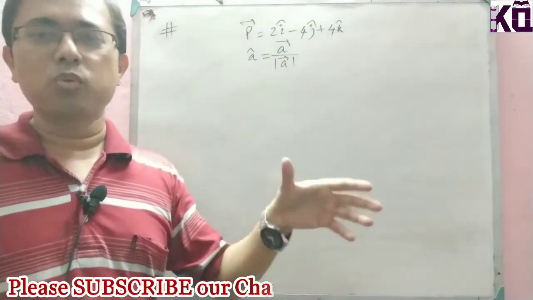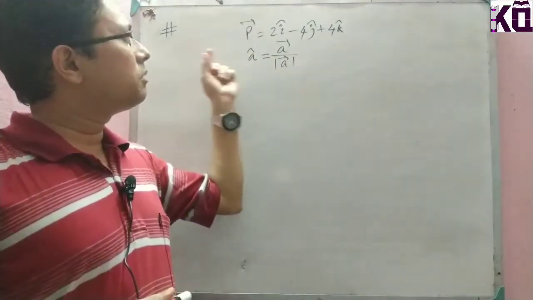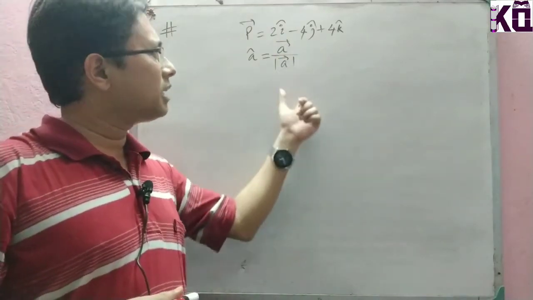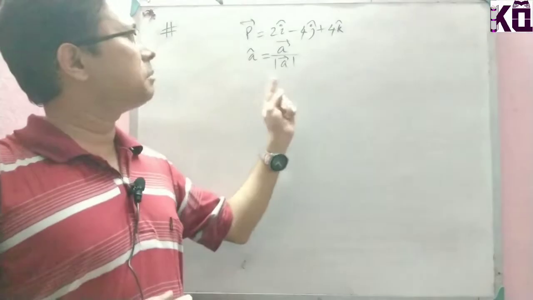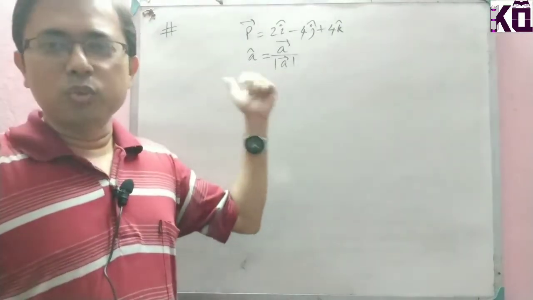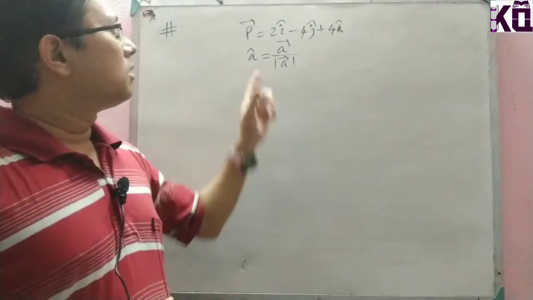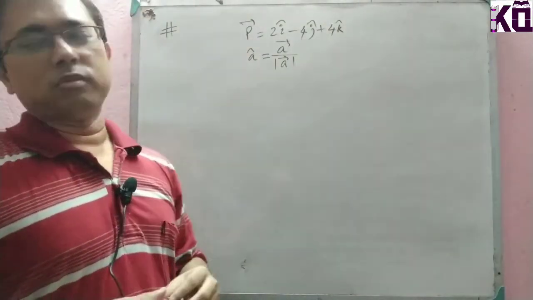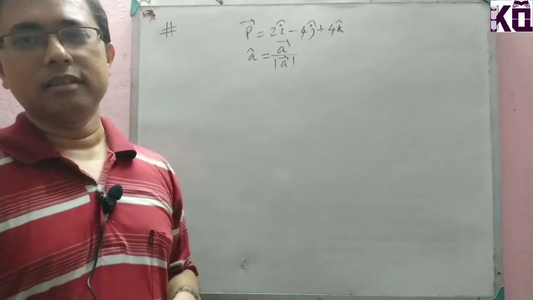Mod of A vector means nothing else but the magnitude of A. So if the vector A is divided by the magnitude of A, then finally we can identify the unit vector in that direction. That is the main part. How to identify the value or magnitude of this vector P?